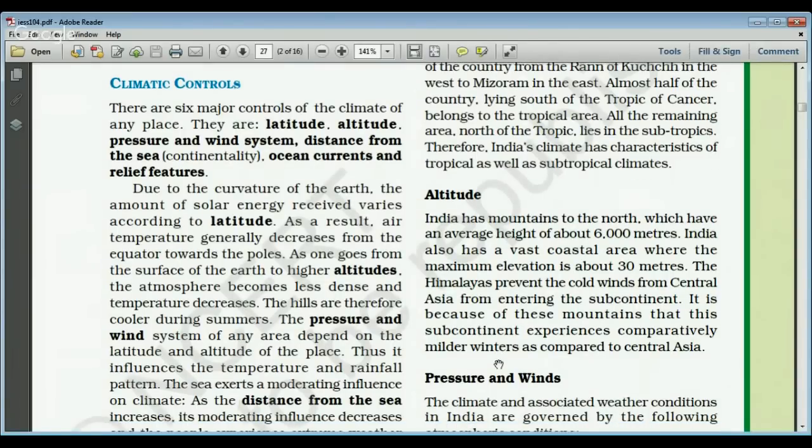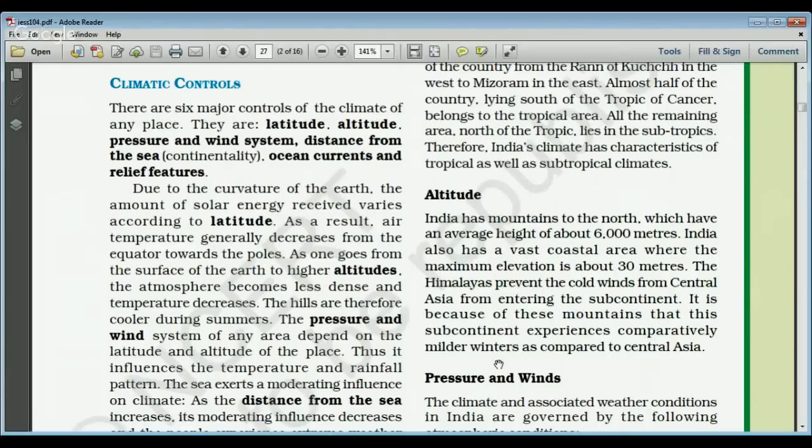Now, because of the curvature of the Earth, the amount of sun energy received varies according to the latitude. Like in the equator region, the sunlight will fall directly on the equator at a 90-degree angle. So that is why the equator region receives the maximum amount of sunlight. And because of this, the air temperature increases in the equator region, and then they create low pressure, and that is why in the equator region daily rainfall happens.